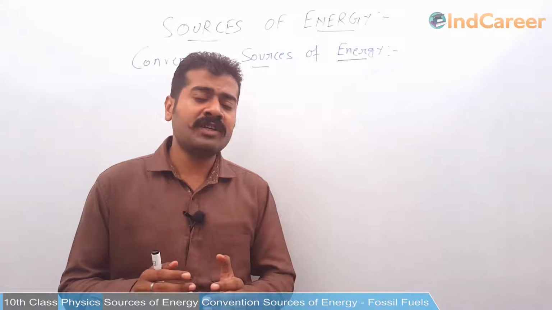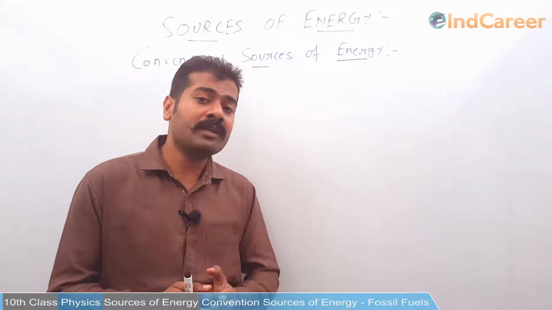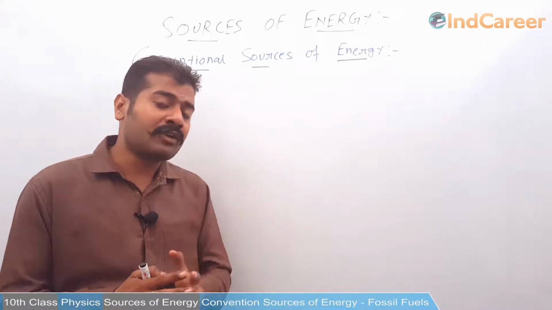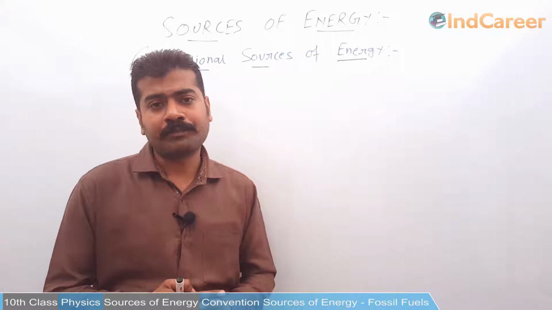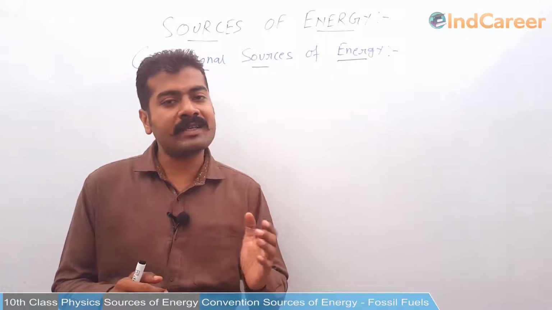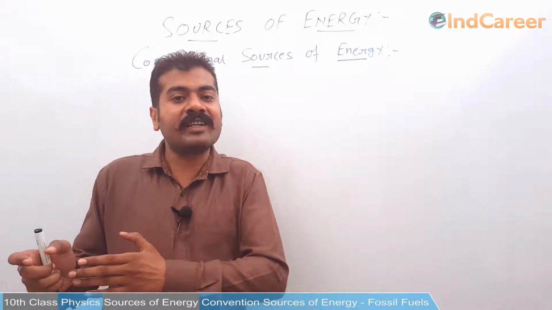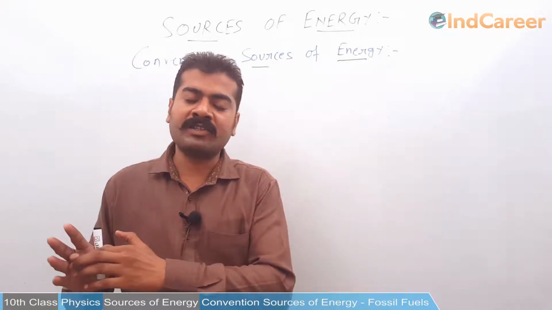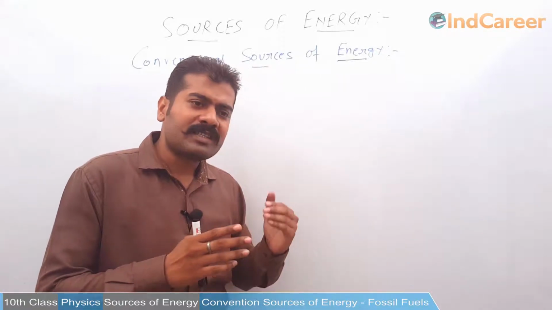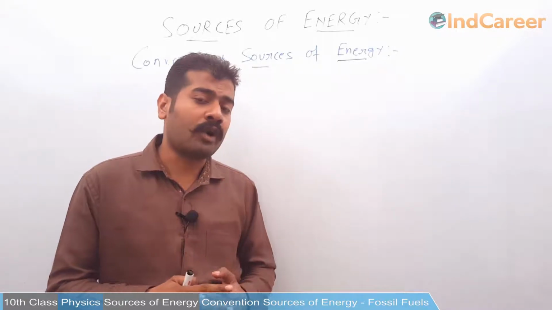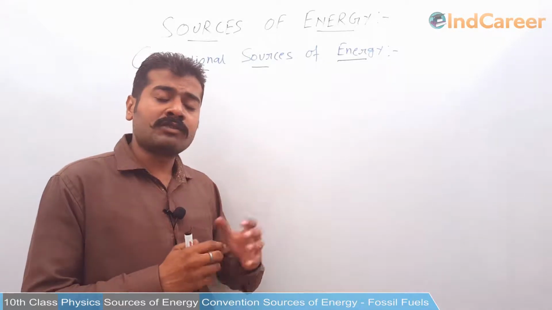Those sources of energy which we have been working on, or extracting energy from, since a very long time ago, from ancient times. For example, wood. We have been using wood for a very long time. To produce heat, we use wood as the source of energy. We burn the wood and convert it into a form of energy we call heat energy. Similarly, we use hydroelectric energy, the energy of flowing water. That is also a conventional source of energy.